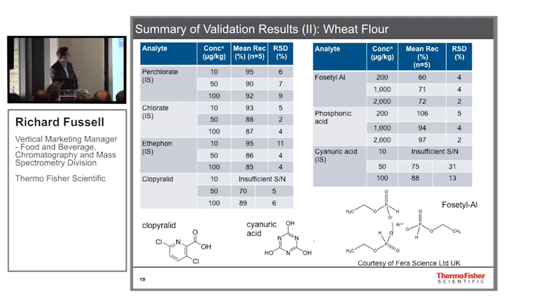If we look at other validation results in wheat flour, then again we've got perchlorate with a precision of 6 at 10 ppb, chlorate is 5, ethephon 11. Clopyralid didn't really give us sufficient sensitivity at the 10 ppb level. At 50 ppb, then the RSD is 5. Fosetyl-aluminium is spiked at higher concentrations along with phosphonic acid because of the MRLs. And then the cyanuric acid, which we also tried, didn't give us sufficient sensitivity at 10. And at 50, we did not get such good precision. So we need to look at that particular compound.